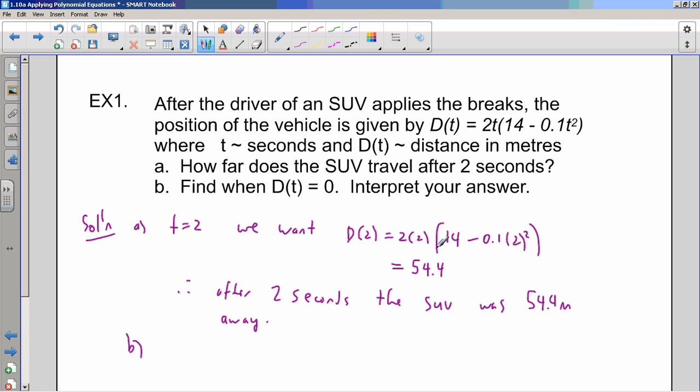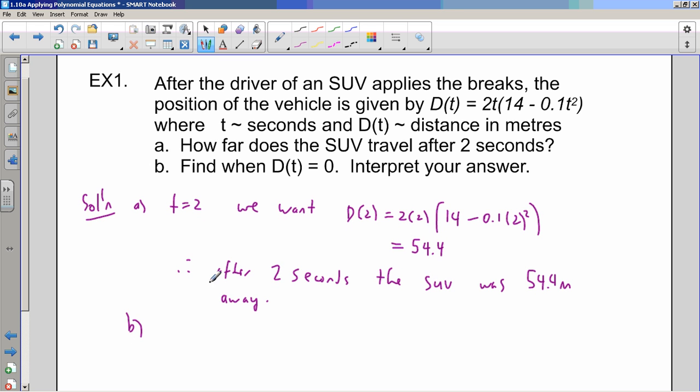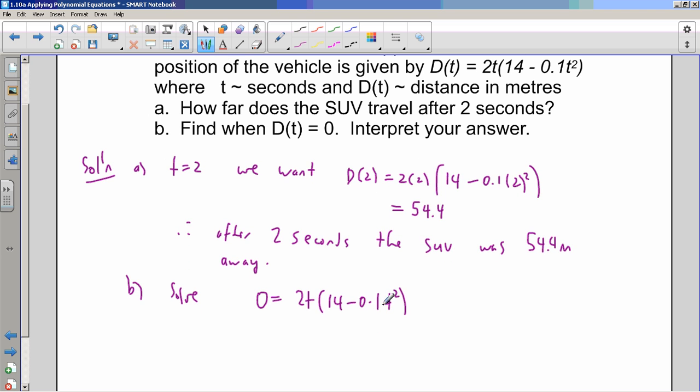In part B, it says find when d(t) equals 0 and interpret your answer. All right, so it's asking me now to solve this equation. It wants d(t) equal to 0, and we want to solve this equation. Well, how do we go about doing that? Notice it's already in factored form, or close to it anyway.